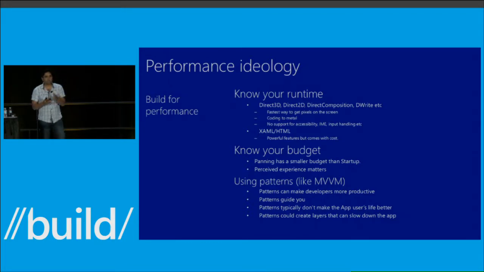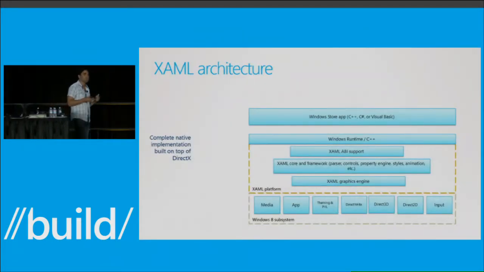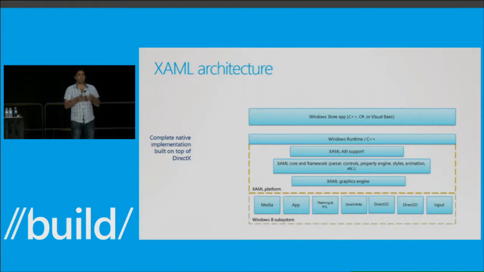If your pattern is not going to have that budget, if your pattern is going to create layers for your limited budget of 16.5 milliseconds, then you have to rethink about those patterns. Right? So the key thing which you have to understand is this pattern sometimes may create layers, and those layers can come back and haunt your budget and can create some performance issues.